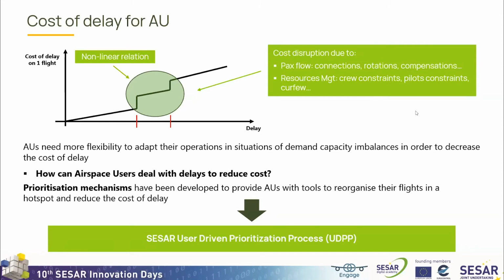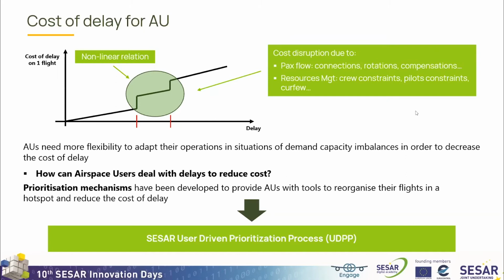This is very important from the point of view of the airspace users, because these delays come together with an important cost for the airlines. In fact, this cost is non-linear and depends on several variables, like for instance maintenance cost, fleet cost, or passenger cost, meaning that the same value of delay can translate into a totally different value of cost depending on the flight. For that reason, the airspace users are demanding more and more flexibility in order to adapt their operation in this kind of situations in order to decrease their associated cost of delay. But at the same time, they cannot get rid of this delay because it's an imposition from the ATFM authorities.